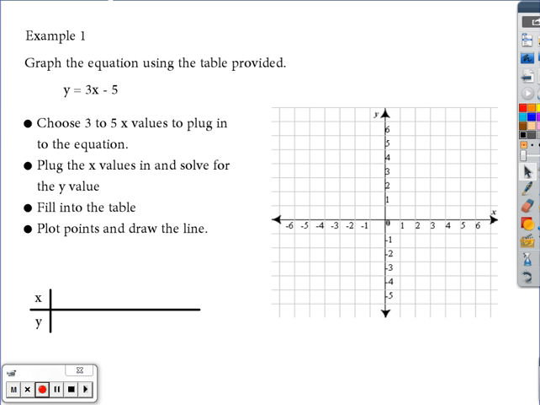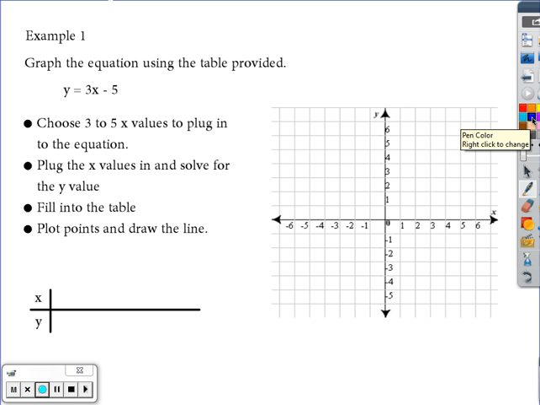Now a few example problems here of how we graph equations using an XY table. There's some steps here that are provided for you. The first step would be to choose 3 to 5 x values to plug into the equation. Typically we want to try to keep them small so we can keep them on the grid that we have provided. Sometimes you have to make decisions with fractions, but as you can see in this problem there are no fractions. We plug those x values in for x, and then we solve for the y value, fill into the table, plot the points, and draw the line. So let's take a look at how this goes.